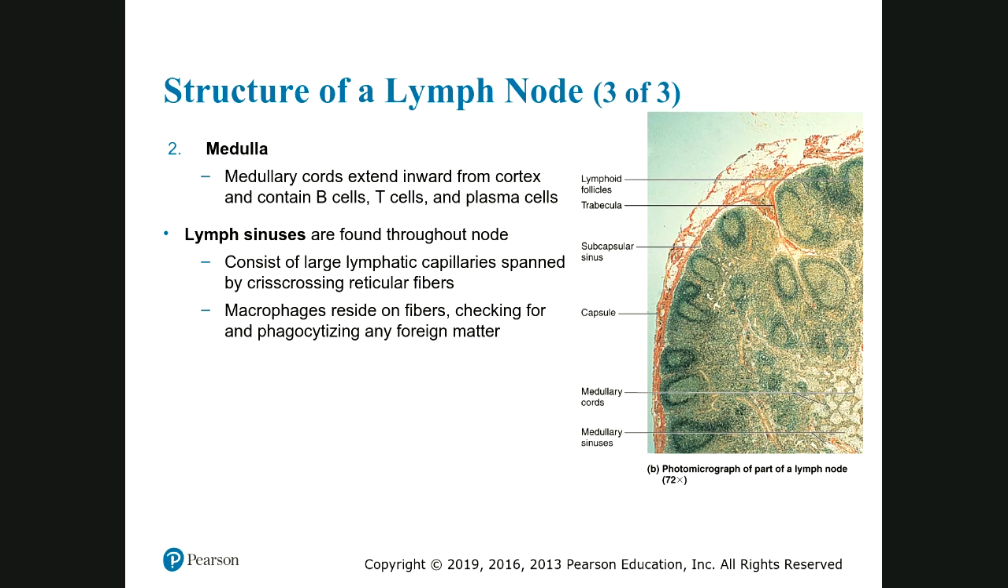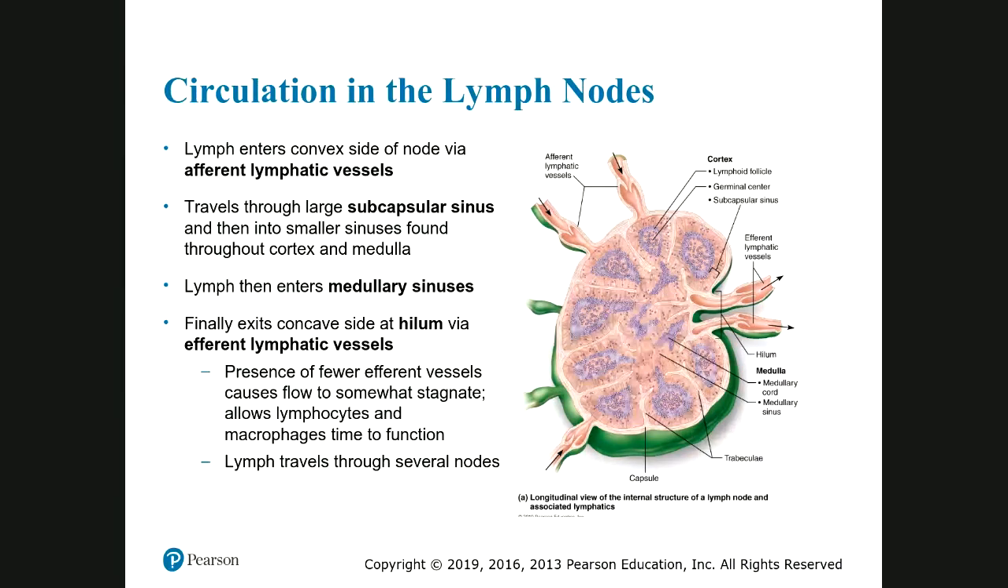We also have sinuses that are found here. The most important one is the supracapsular sinus. It consists of large lymphatic capillaries that span by crisscrossing the reticular fibers. Supracapsular sinus.